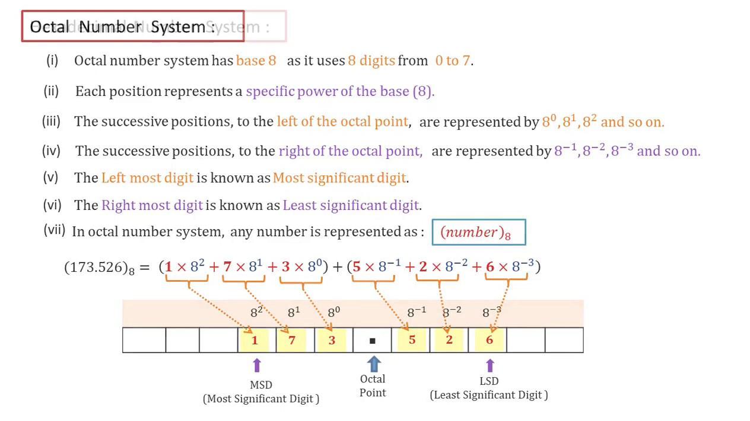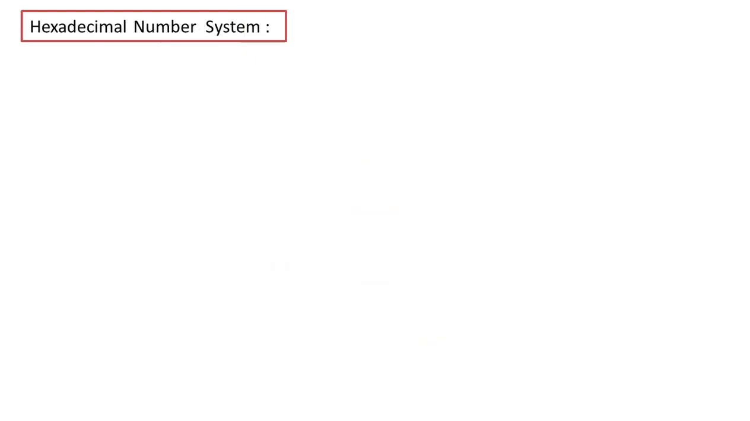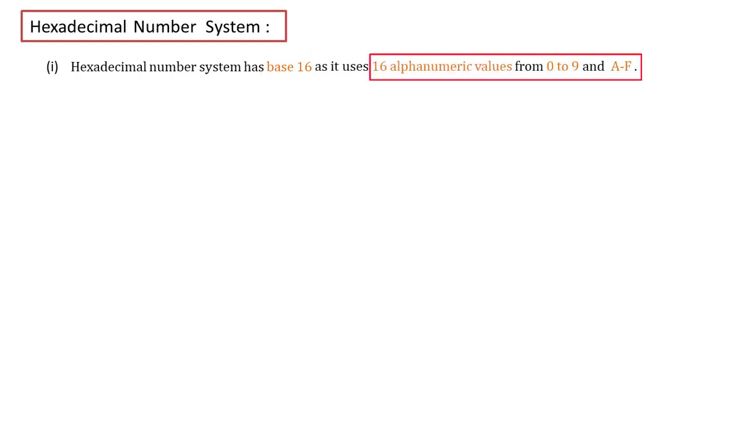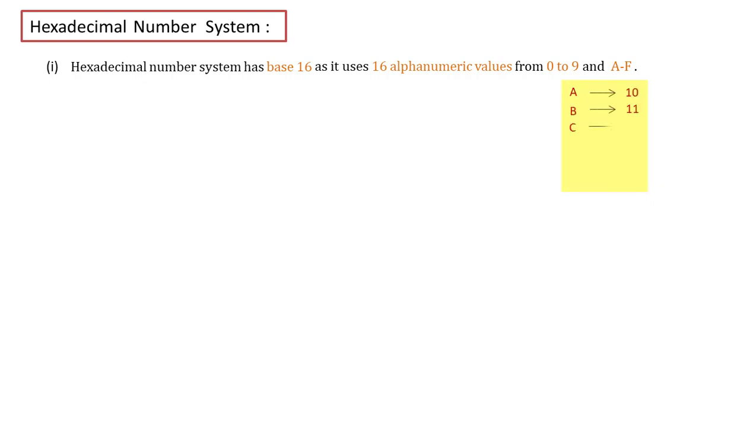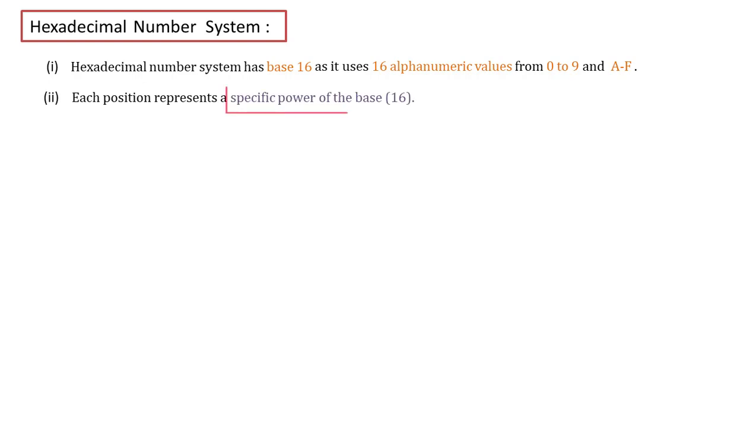Our next number system is hexadecimal number system. The main characteristics of hexadecimal number system are: first, hexadecimal number system has base 16, as it uses 16 alphanumeric values from 0 to 9 and A to F. Here, decimal values 10 to 15 are represented by alphabets A to F. Now, second characteristic: each position represents a specific power of the base 16.